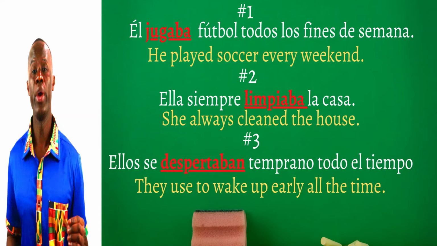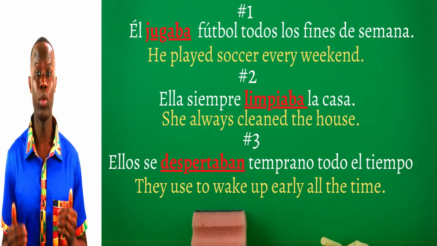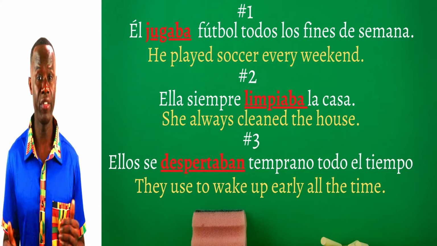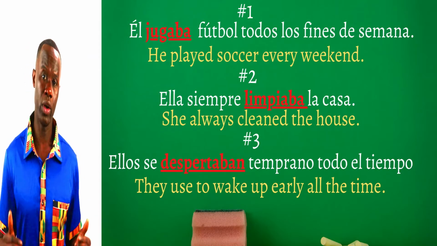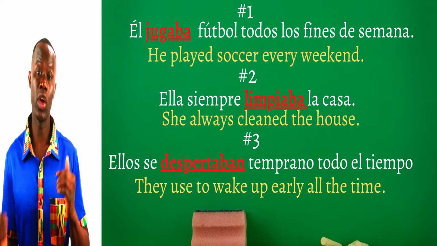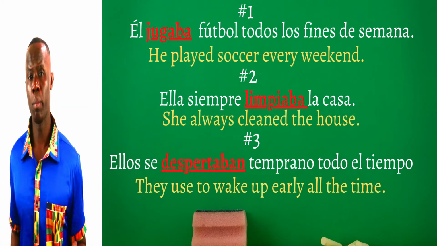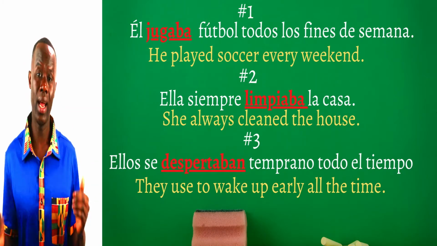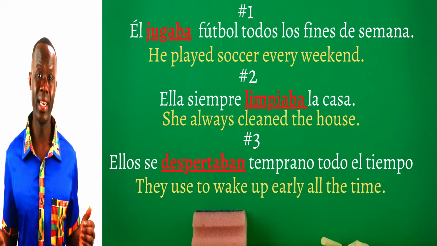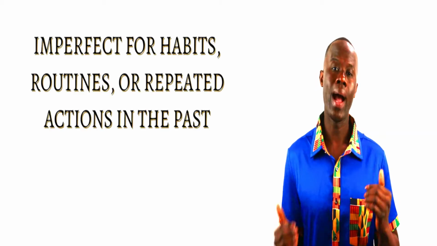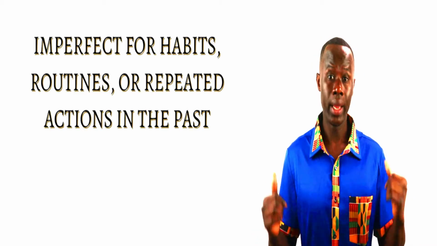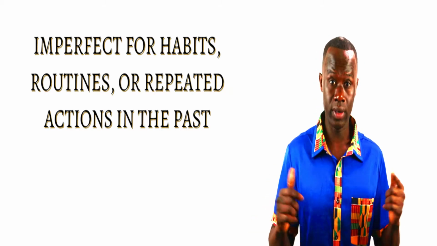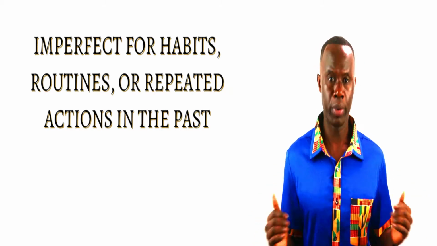Number 1, we use the imperfect because it was something that he did every weekend. Number 2 also required the imperfect because it was an action that was repeated every day. And number 3 was also an action that happened all the time, so we needed to use the imperfect. As you can see, when it comes to habits, routines, and repeated actions that were done in the past over and over and over again, we use the imperfect.